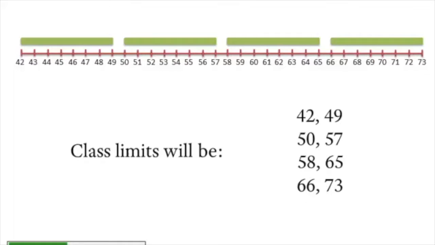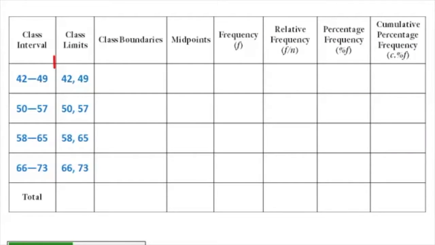The next thing we need to do is calculate the class limits. Class limits are the values in the data that are used as the starting and ending values for each interval. Simply put, they are the first and last numbers in each interval. So we have 42 and 49 for the first class interval, 50 and 57 for the second class interval, 58 and 65 for the third class interval, and 66 and 73 for our fourth class interval. Now that we know our class limits, we can enter those in our table.